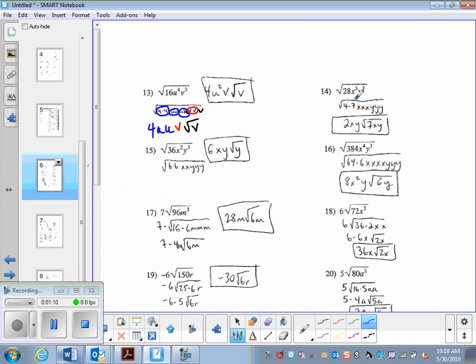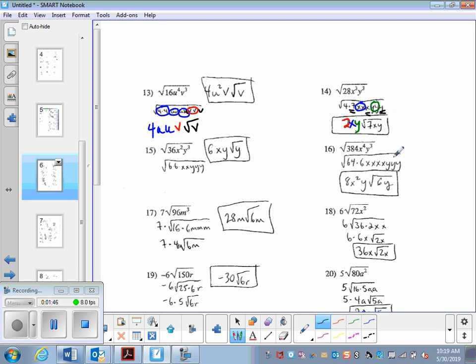For number 14, my method here is I'm looking for perfect square factors. 28 I know is 4 times 7, and I do know the square root of 4 is 2, so that's why I have a 2 out here for my answer. Now for the x's, x cubed, y'all, is 1, 2, 3, and y cubed, there's 3 of them. So for the x's, here is a pair. The square root of x squared would be x, so that's pulled out here. For the y's, I have a pair to pull out, and so the square root of y squared is y. And then notice underneath my radical, it's this 7, the x, and the y that stays under the radical.